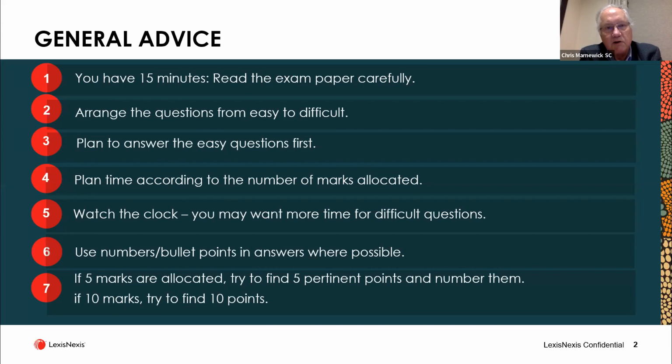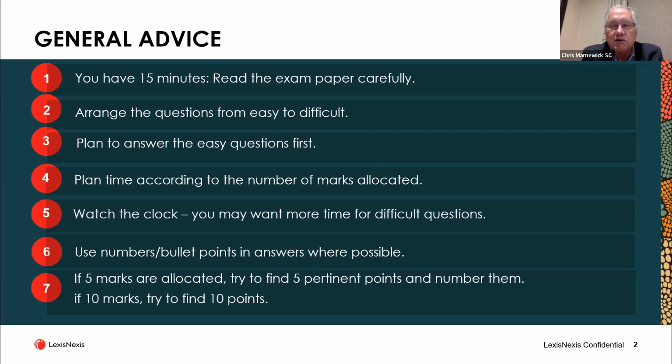You are given 15 minutes before the time starts running for the writing, and I suggest that you use that period as follows. First of all, read the exam paper very carefully. Then arrange the questions from easy to difficult, and I suggest that you plan to answer them starting with the easy ones first and leaving the difficult ones for later. You should also plan to allocate time according to the number of marks allocated. If in a 50-mark paper, there's a question that is allocated 25 marks, you should have half the time allocated to that particular question.